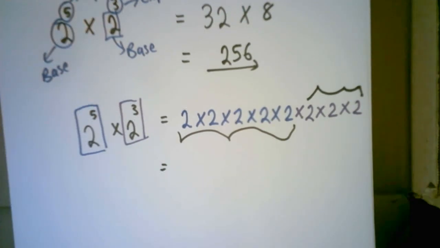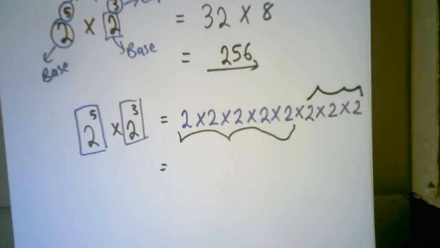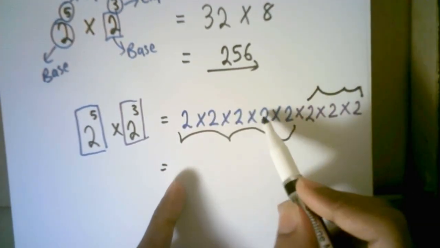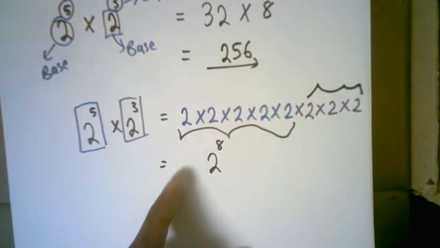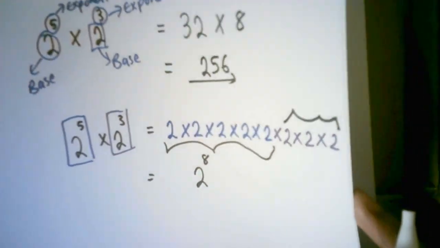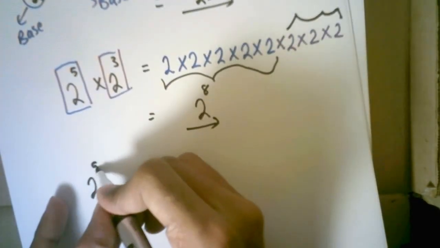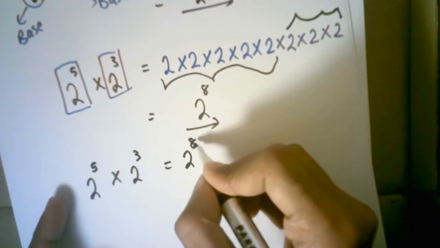Now, we said that the exponent basically tells me how many times the base is being repeated. So I can write this expanded multiplication in terms of an exponent as well. Let's count how many 2's are being repeated. 1, 2, 3, 4, 5, 6, 7, 8. So this is 2 raised to the power of 8. Agreed? So what we can conclude is that 2 raised to the power of 5 times 2 cubed is equal to 2 raised to the power of 8.